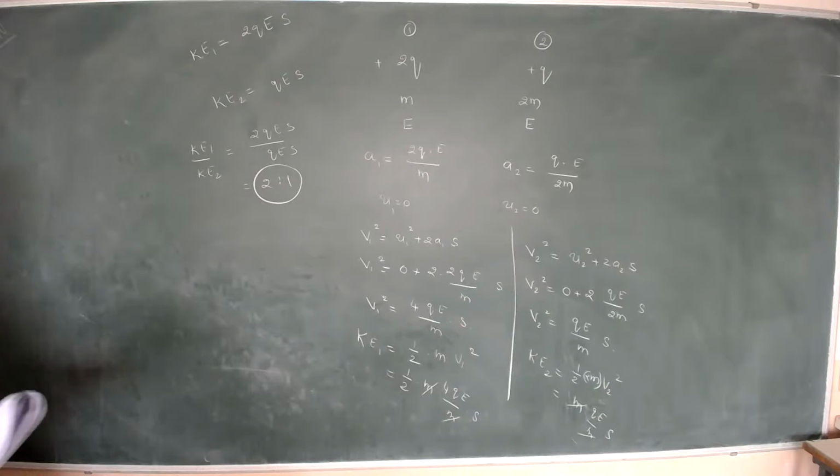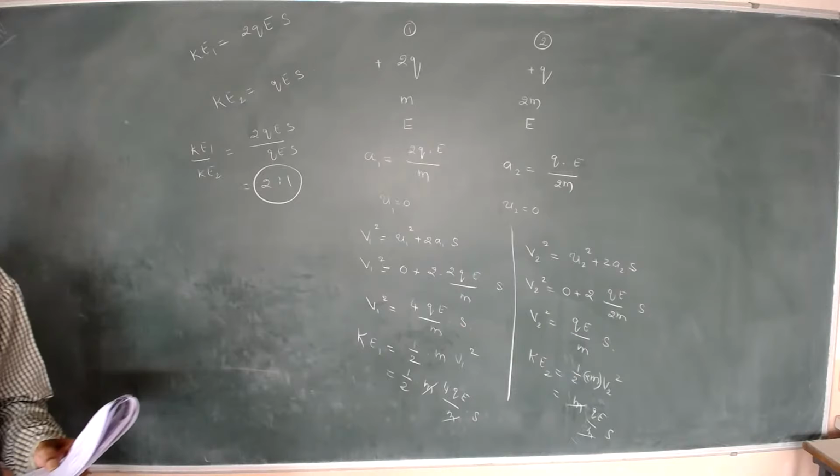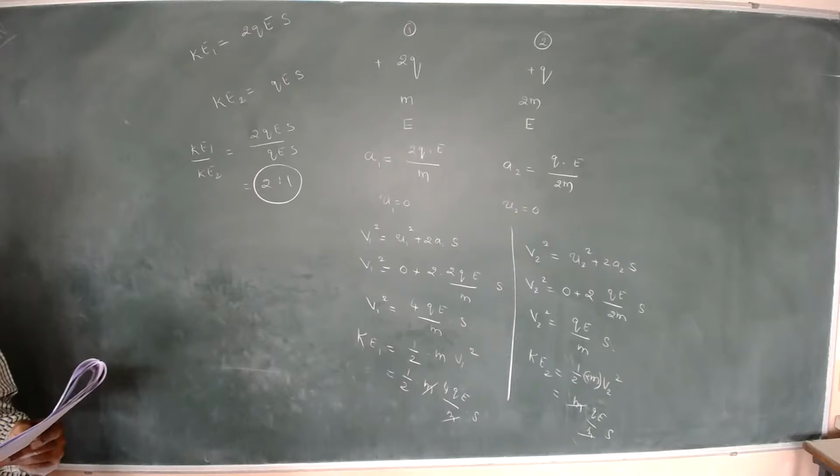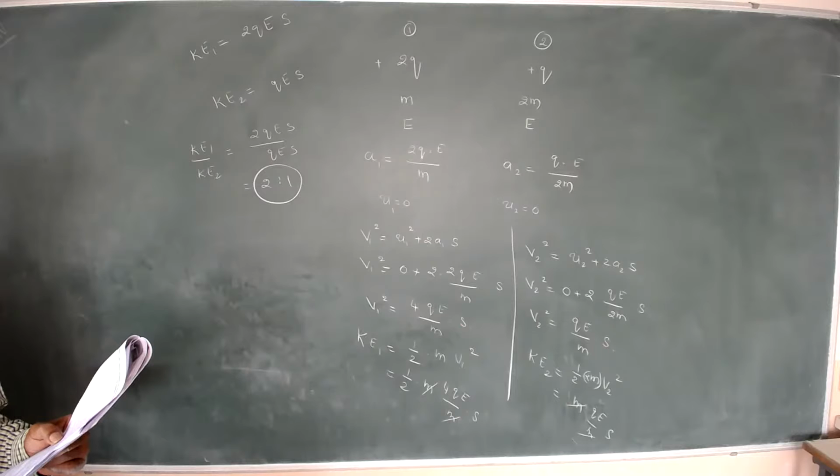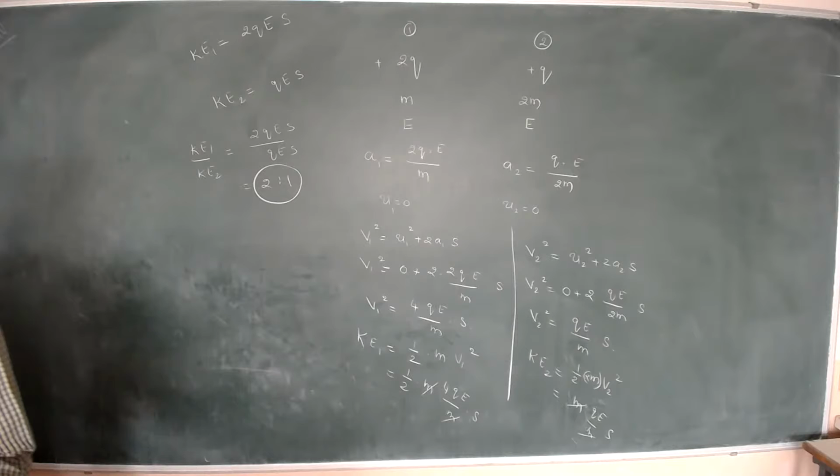Okay, 77. An oil drop of charge 2 electrons falls freely with a terminal speed. Calculate the mass of the oil drop so that it can move upward with the same terminal speed, if the electric field is 2 into 10 power 3 volt per meter, which is upwards. Now, what do we have to calculate? The mass of the oil drop.